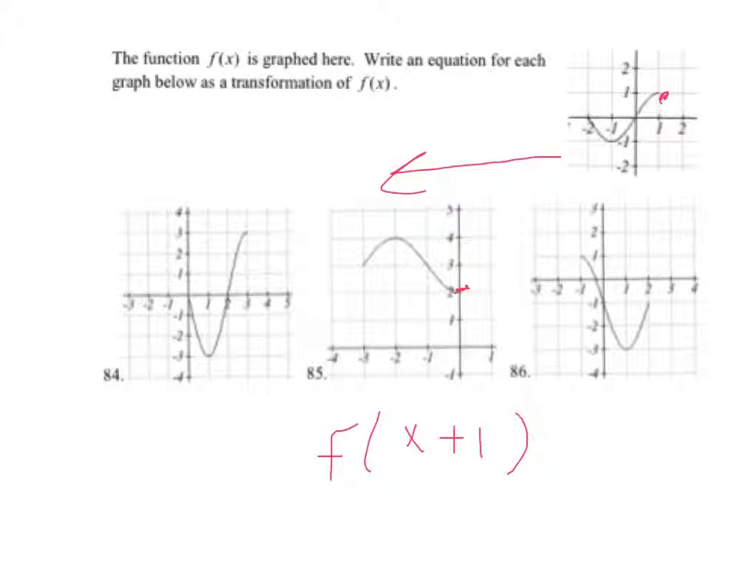I'm not seeing a vertical stretch. I'm not seeing a horizontal stretch. But I do see it's been shifted up 3. So I'm going to write +3. And I believe that will be the graph of that, or will represent this transformation.